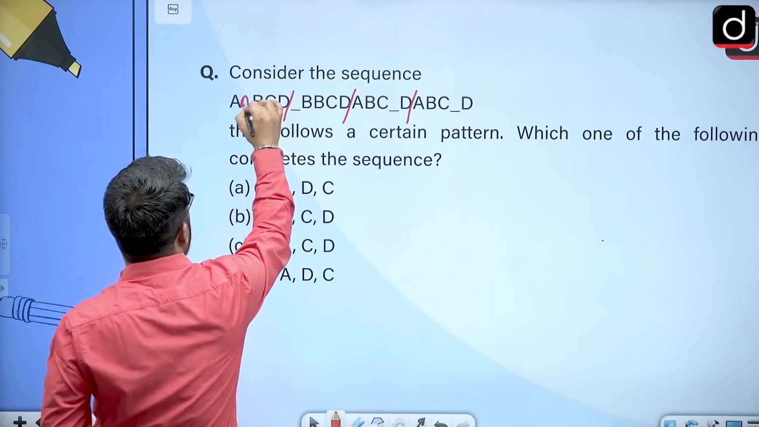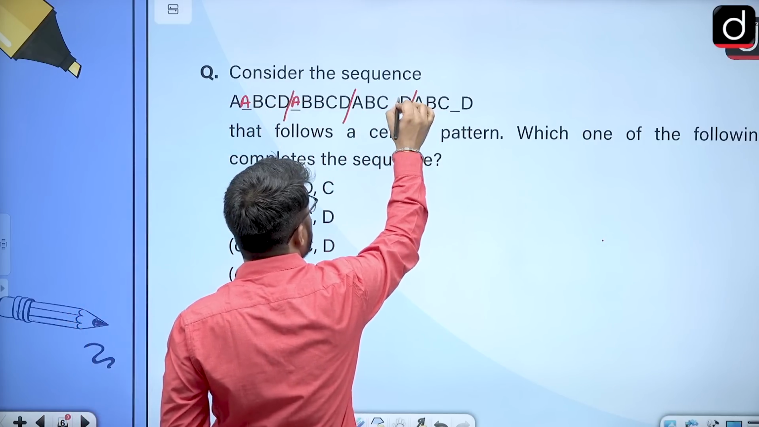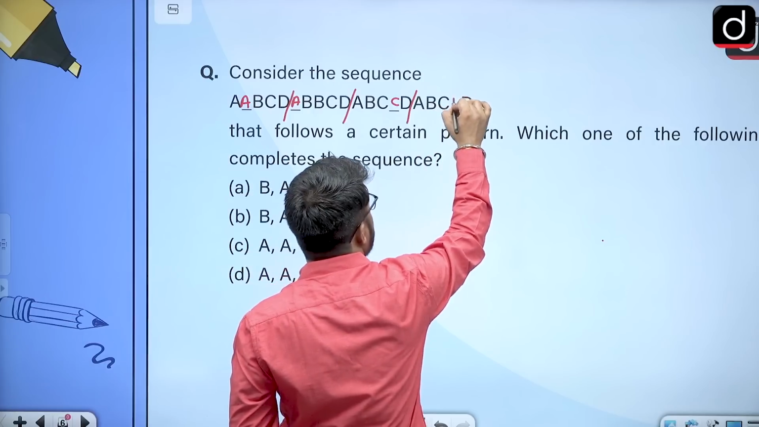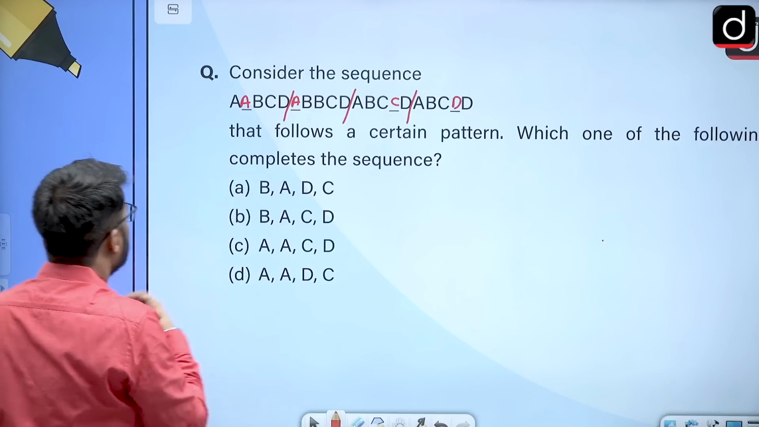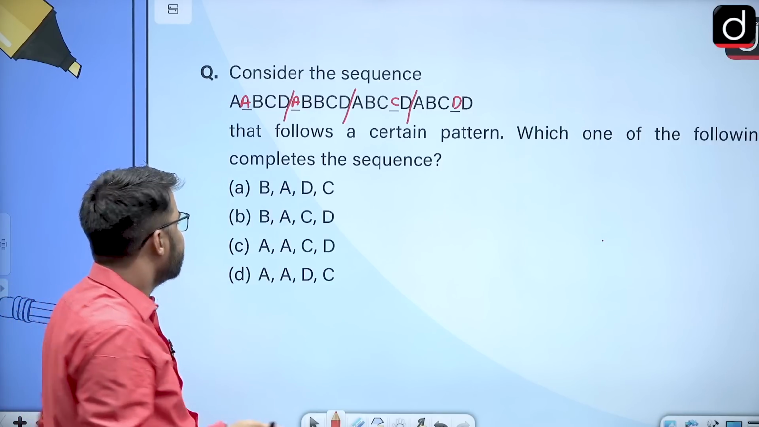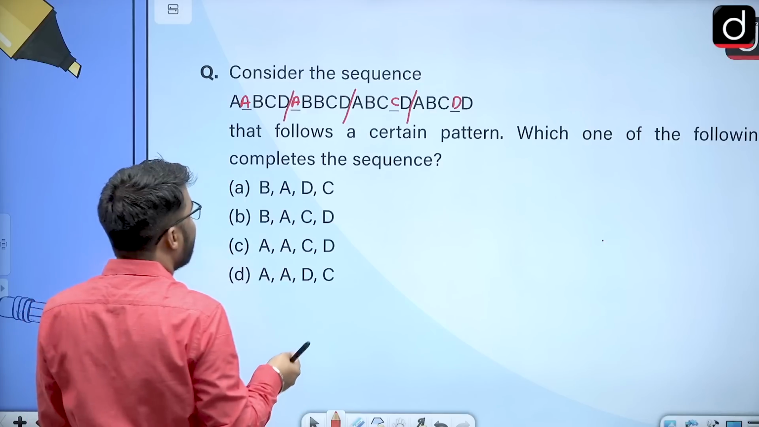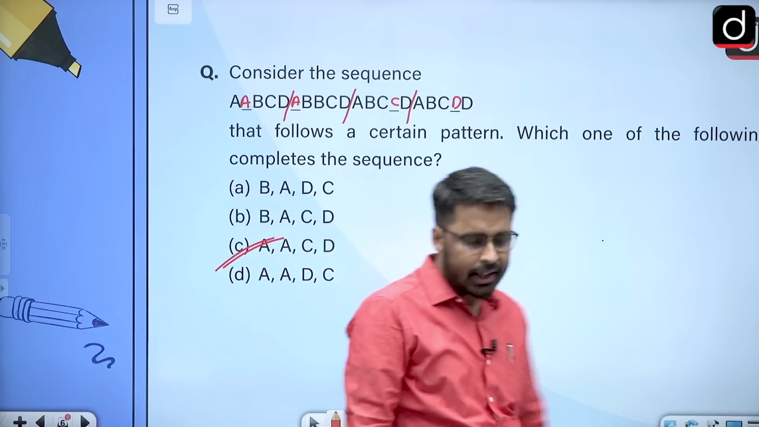Now see, this is double A B C D, this is A double B C D, this is A B double C D, and this is A B C double D. Right? So what is there? 2 times A, then 2 times B, 2 times C, 2 times D. So it should be A A C D. Option C. AACD.